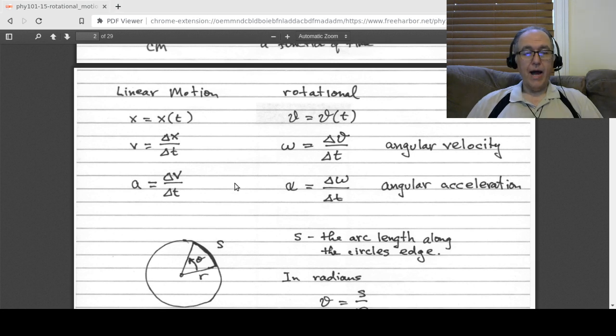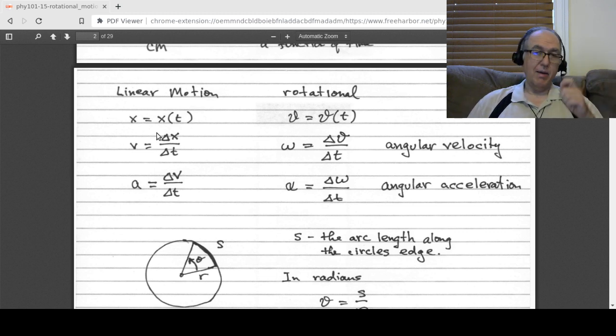Now, I'm not going to redo all the details because guess what? It's absolutely analogous to everything we've done before. Over here on the left-hand column, I've got linear motion. That's what we did in 1D kinematics. And here I have the rotational motion. In 1D kinematics, the equivalent of the angle was the position. You said, where is this thing at all different times? Where is it at 1 second? Where is it at 2 seconds? Where is it at 3 seconds?